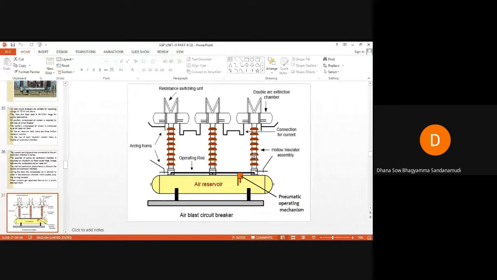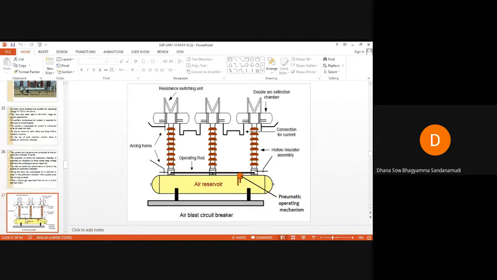This is because there exists a large voltage between the conductors and the air reservoir. The main arc extinction phenomenon is done in this double arc extinction chamber. The arc is struck and interrupted within these three double arc extinction chambers. When the contacts get separated, an arc is struck between them.